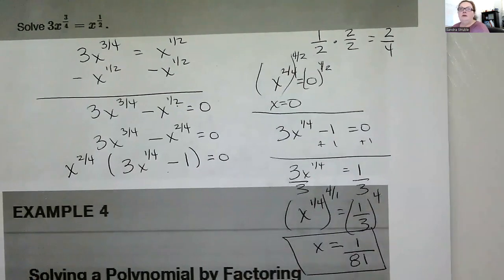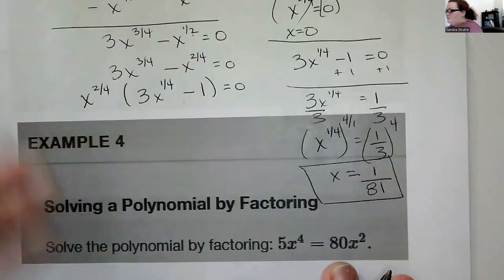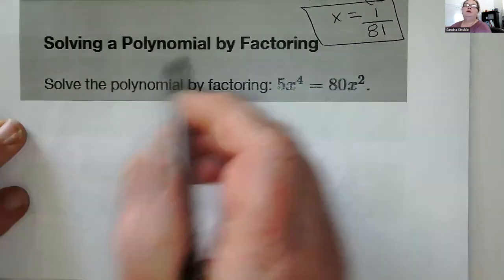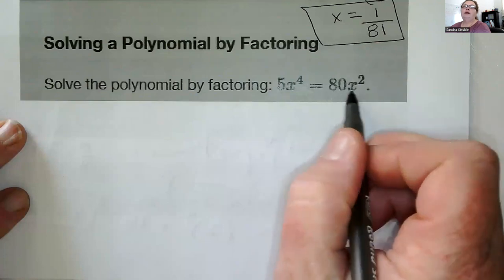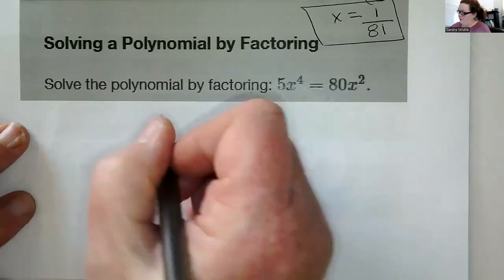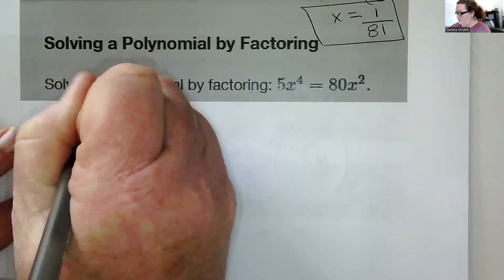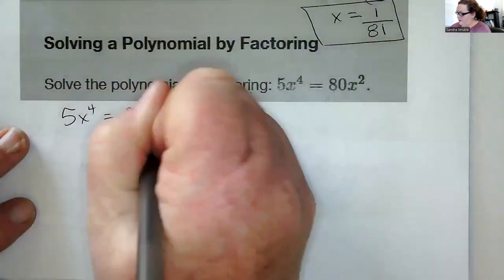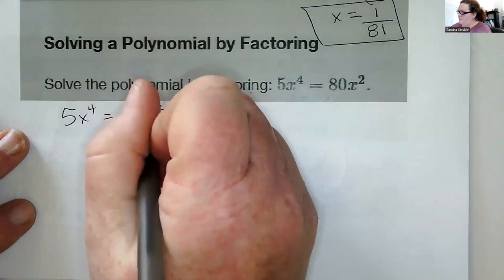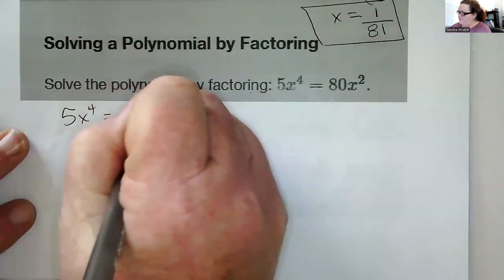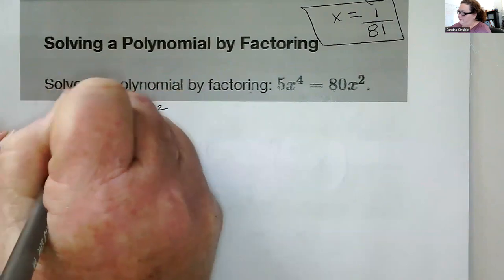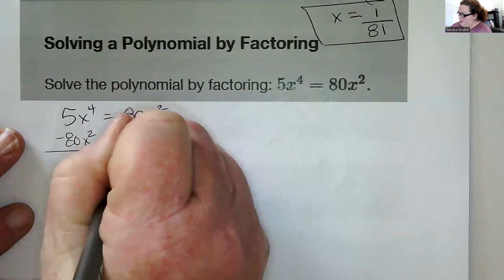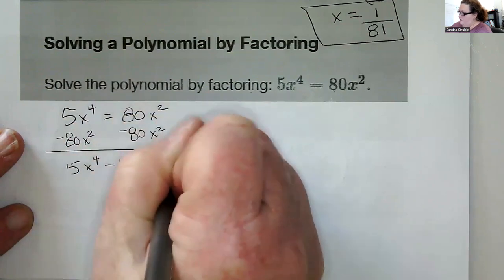Okay. All right, let's go to example 4. Any of that you didn't understand, please get with me. So 5x to the 4th is equal to 80x squared, and they want us to do this by factoring. So 5x to the 4th equals 80x squared. I'm just going to move the 80x squared to the other side, and I get 5x to the 4th minus 80x squared is equal to 0.